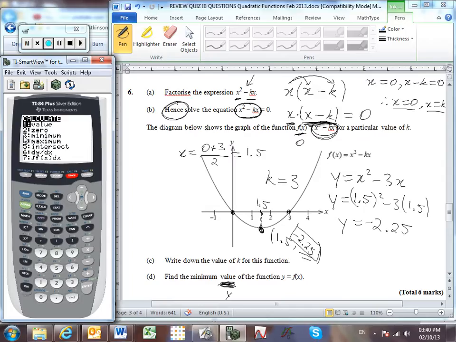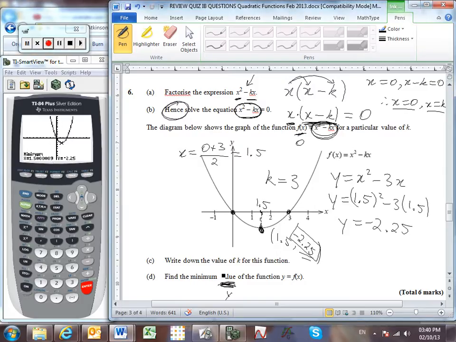Option 3 is the minimum. And so it says the left bound, that means the cursor should be safely flashing on the left of the minimum, and then the cursor should be flashing on the right of the minimum, maybe at 3, and then we want to guess, maybe it happens at 2. In fact it happens at 1.5000009. You can interpret that to mean x equals 1.5, but we're interested in the minimum value, the y value, and that's going to be negative 2.25.